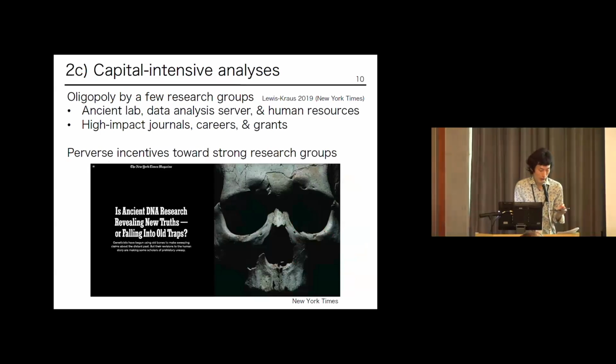Furthermore, ancient biomolecular analysis is highly capital intensive. Consequently, only a few groups worldwide could conduct full-scale ancient genomic analysis until a few years ago, leading to oligopoly. Research attainments, career opportunities, and fundings are concentrated in these groups, creating distorted incentives even for specimen managers.